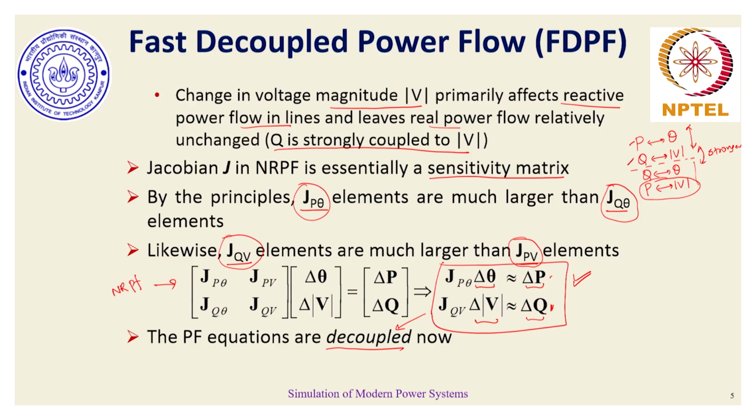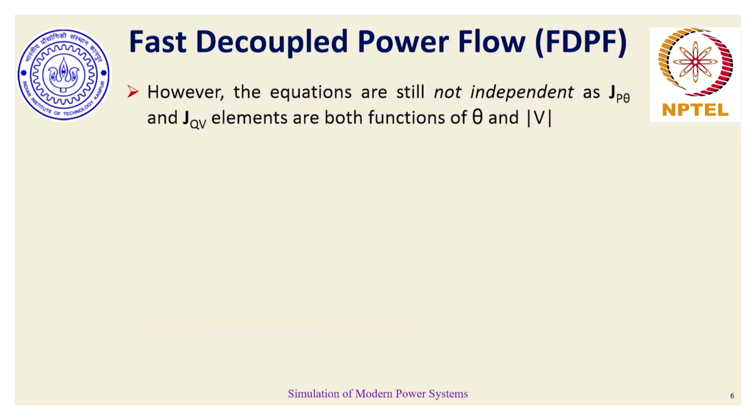The equations are decoupled, but they are still not independent equations. The reason they are still not independent is that the J_P-theta and J_QV submatrix elements are still functions of both voltage magnitude and phase angle. Please recheck the element expressions for these submatrices in the corresponding discussion of Newton-Raphson power flow for voltage polar coordinates. There you would see that J_P-theta and J_QV both are still functions of voltage magnitude and phase angle, and that is the reason why they are still not independent.